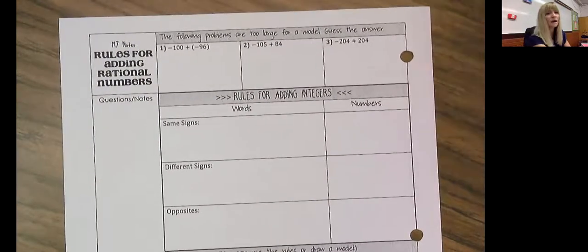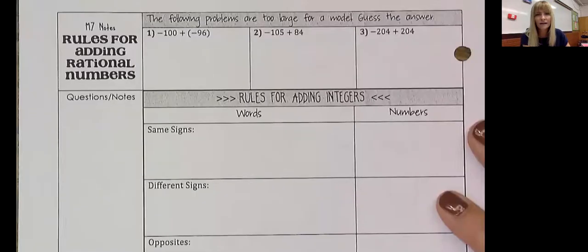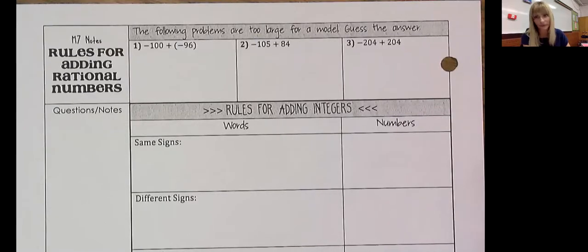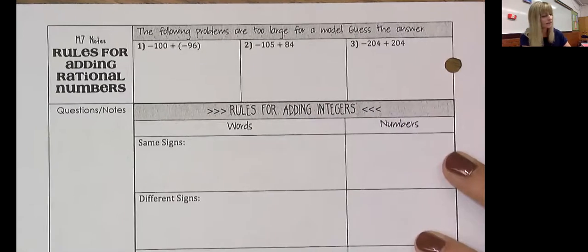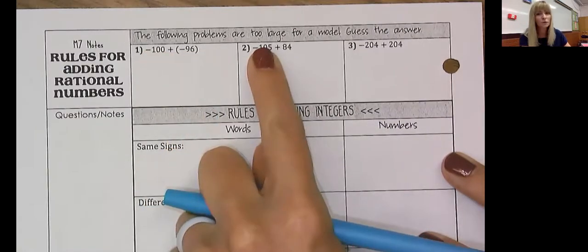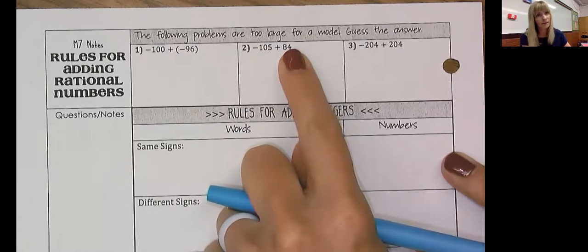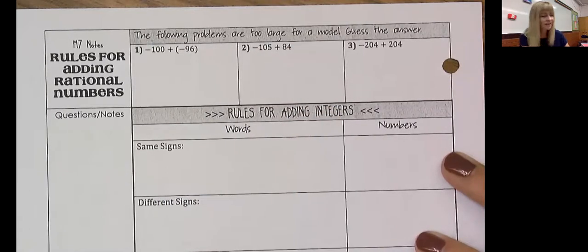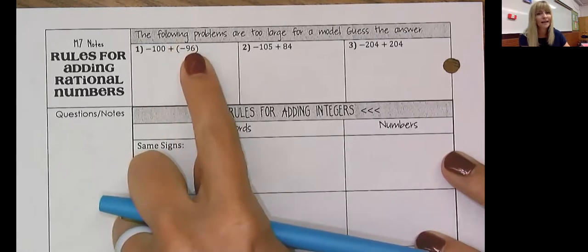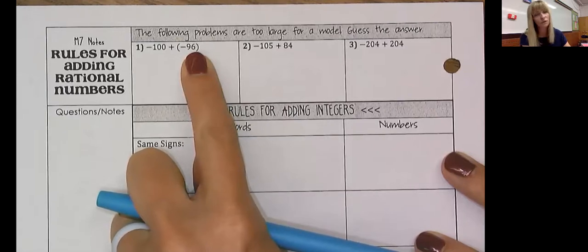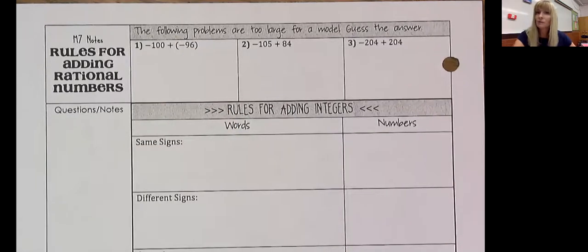Now here on the top gives us a really good example of why we need a more efficient method than drawing positive and negative tiles or trying to sketch it all out on a number line. Because in real life, we get a lot of problems like this. And as it says up here, the following problems are too large for a model. Now it's not impossible, you could do it, okay? You could draw 100 negative tiles and you could draw 96 negative tiles. You could totally do that. I personally don't want to. And I'm guessing maybe you don't want to either.